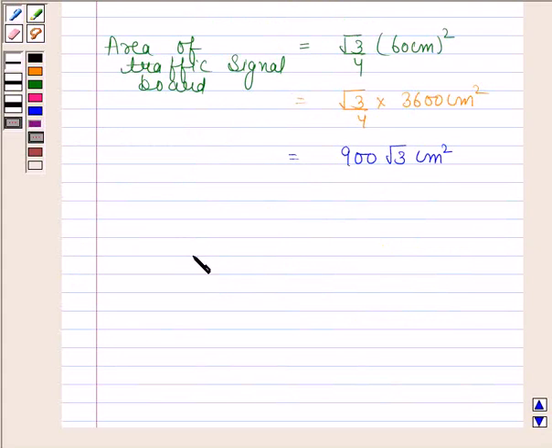Hence our required answers are root 3 by 4 A square and 900 into root 3 centimeter square.